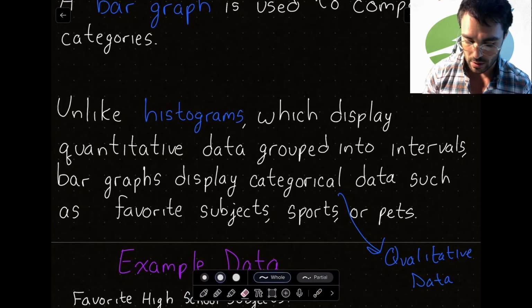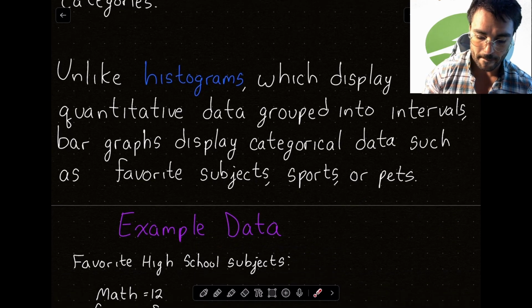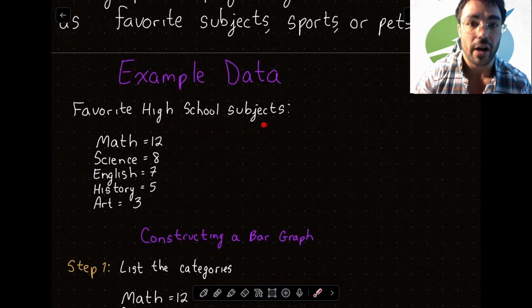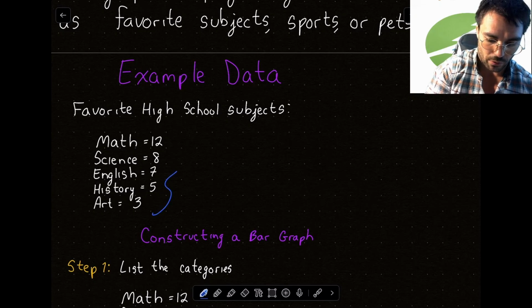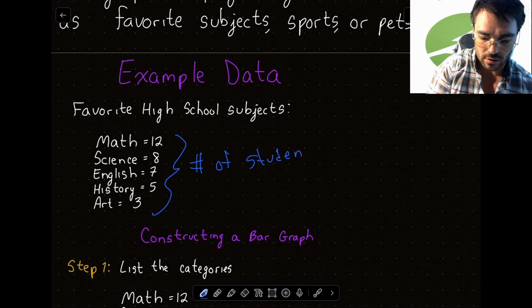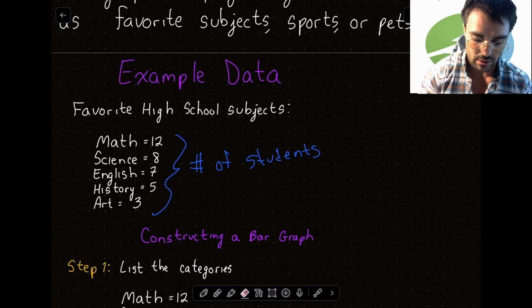All right, let's get rid of all this. All right, let's take a look at an example. So here we have our favorite high school subjects. We have math with 12 students saying that's their favorite subject, as it should be. Science with 8, English with 7, history with 5, and art with 3. So the numbers are number of students. Okay. Make a note of that. Again, this is how many students say this is their favorite subject.